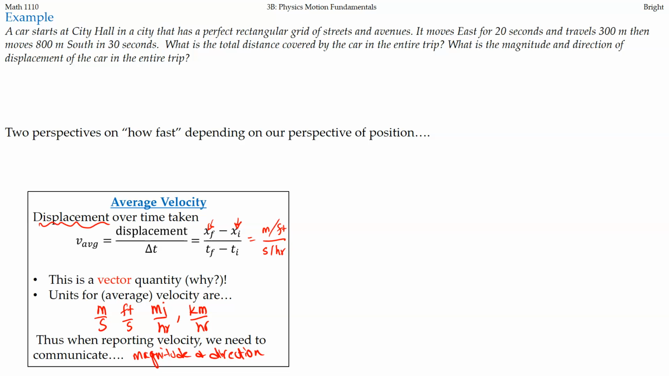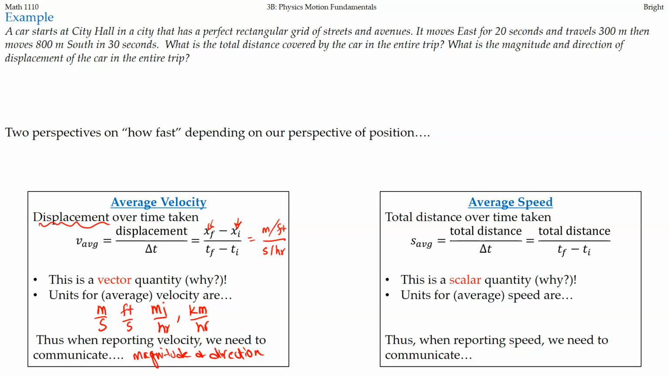Okay, so that was displacement over time, a change in position. The other change in position that we know is distance. When we look at distance over time, that is when we get speed, and when we take distance divided by time, that is a scalar quantity because distance is a scalar quantity. So when we are talking about speed, the only thing we need to report is a magnitude. No direction needed, and the units for speed are meters per second, feet per second, same thing.